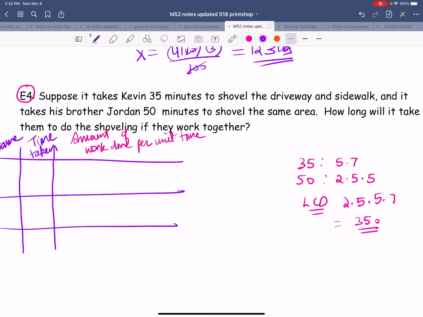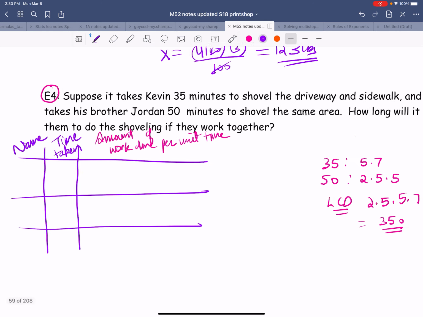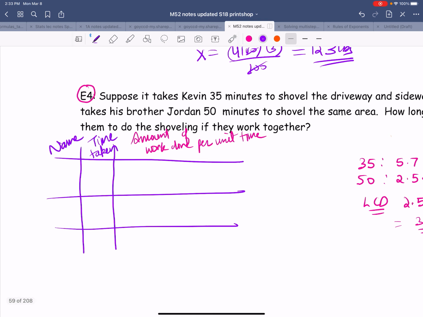What part of the board will be cleaned after 2 minutes? So that'd be 2/5. After 3 minutes will be 3/5 and 4/5, and after 5 minutes 5/5 will be done, which is one. That means one whole job will be done. So we'll have one full job in all these problems. And we'll always make a table for these work applications. The first column will be the name, so you're going to be given maybe person 1, person 2, and together.